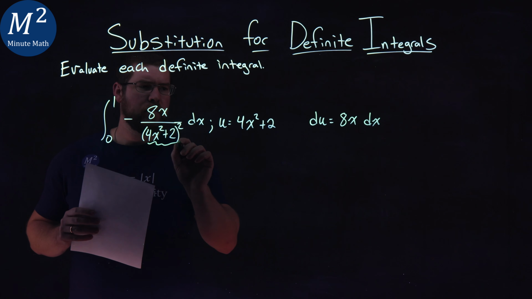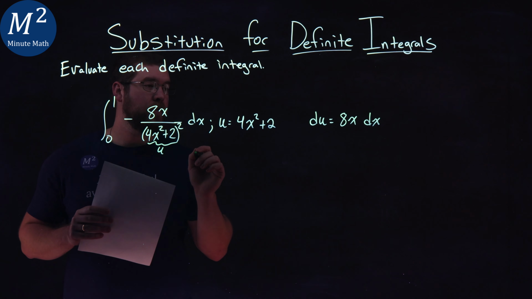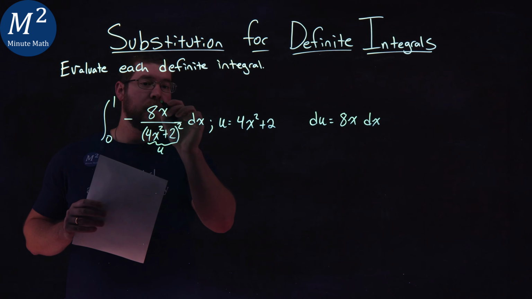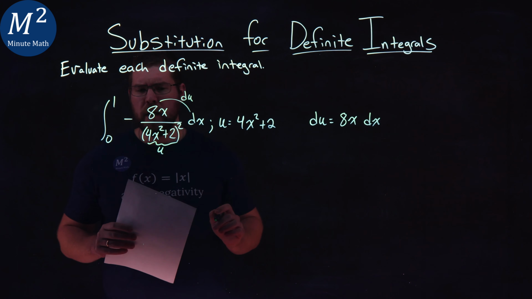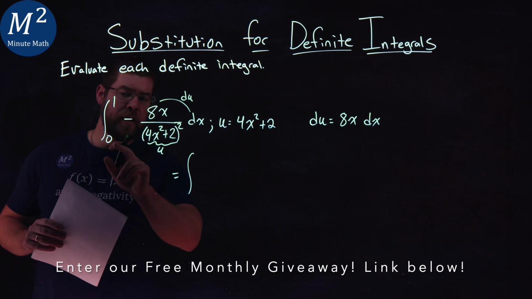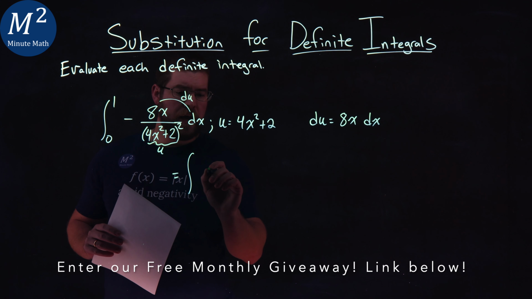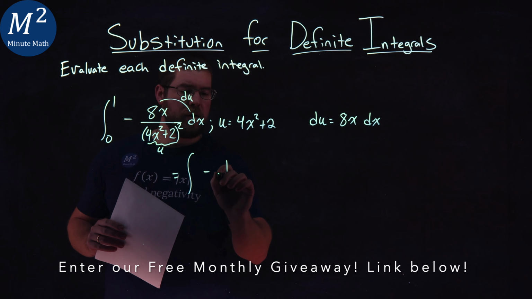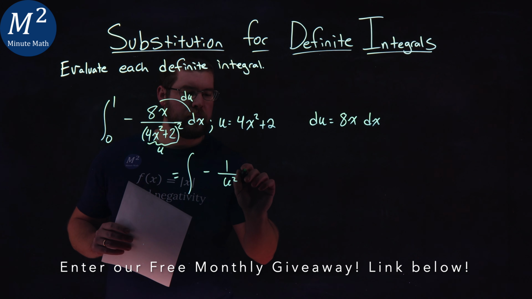So let's see if we can write this integral in terms of u. Well, we have a u down here that gave us the 4x squared plus 2. My du, we have 8x dx right here, pretty simple. So we can rewrite this in terms of u. Integral, ignore the 0 to 1 right now, and we have a negative, don't forget it, 1 over u squared du.